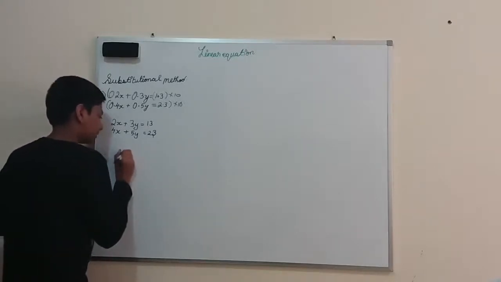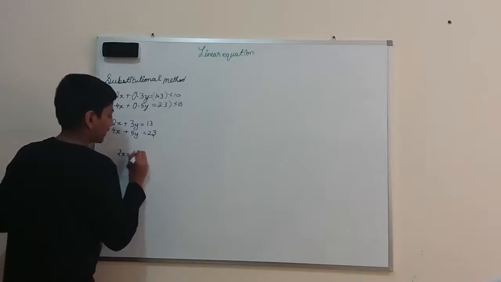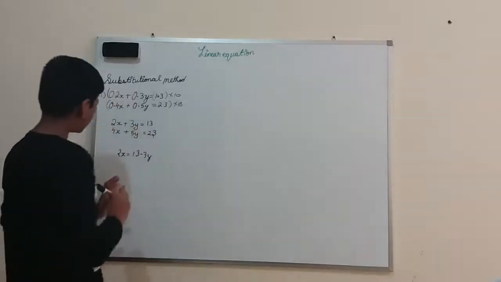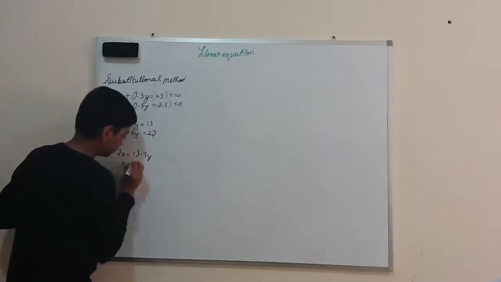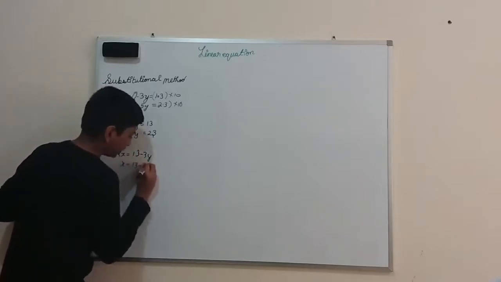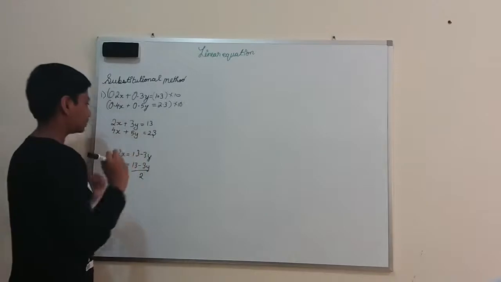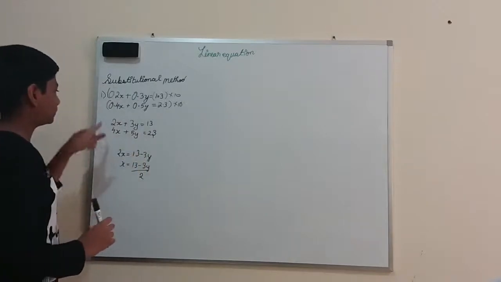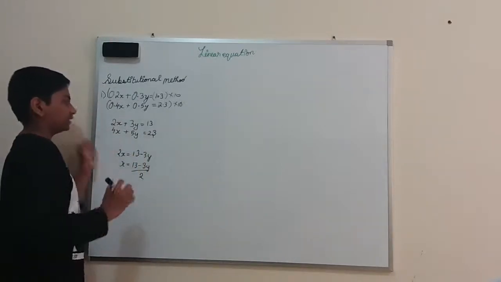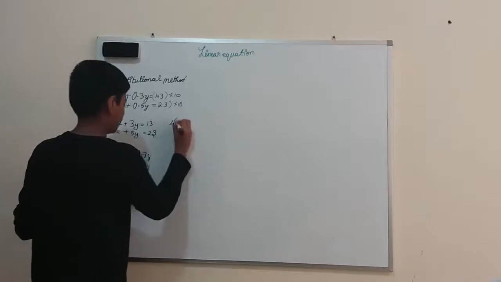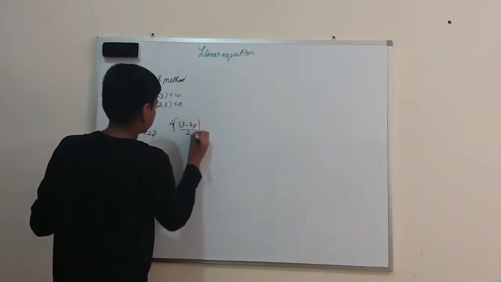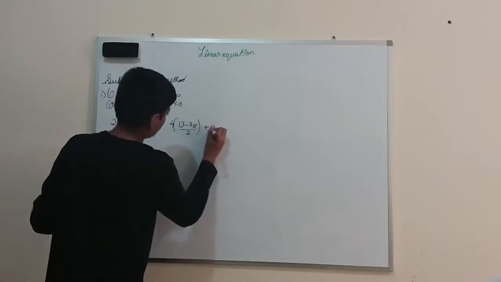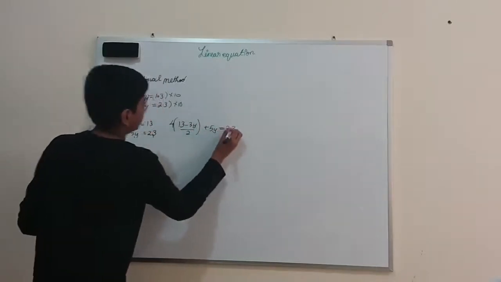Now we need to find the value of x over here. So 2x will be nothing but 13 minus 3y. But I don't need the value of 2x, I need the value of only 1x. So x will be equal to (13 minus 3y) by 2. Now we got the value of x. Now let's substitute the value over here. So 4 bracket (13 minus 3y) by 2, close the bracket, plus 5y equals 23.